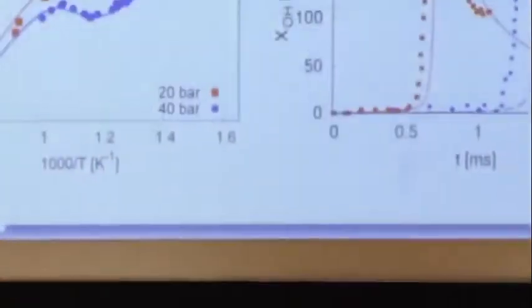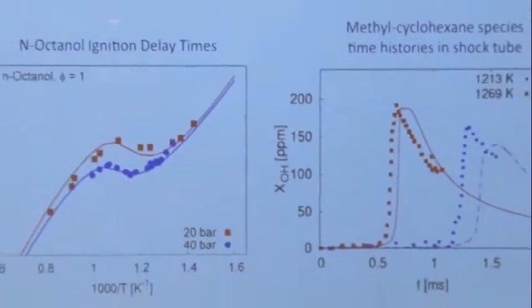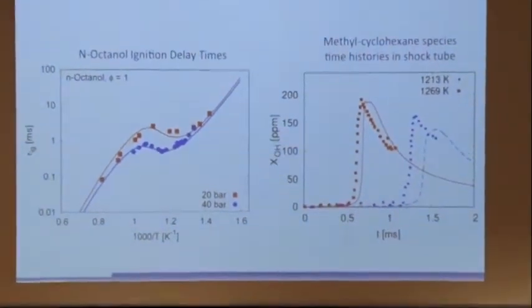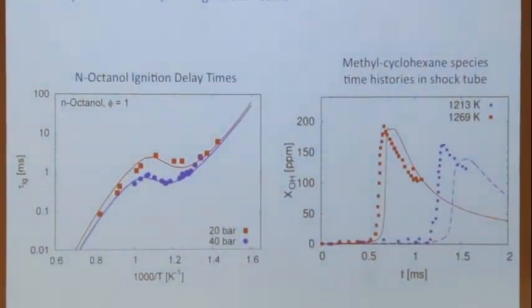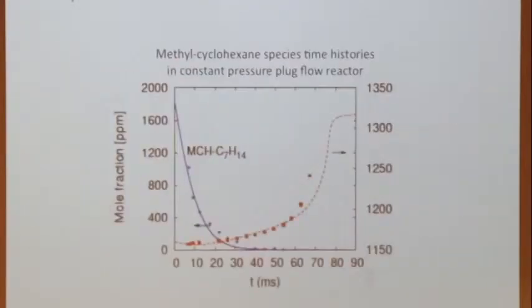Okay, so I just want to show you here a few examples. This is a homogeneous reactor at constant volume. This would correspond to a shock tube experiment. You see here simulations for n-octanol. This is a recent paper that we've written on a mechanism for n-octanol. And then also these are species mass fractions, for example here for methyl cyclohexane, as a function of time, also in these shock tubes.